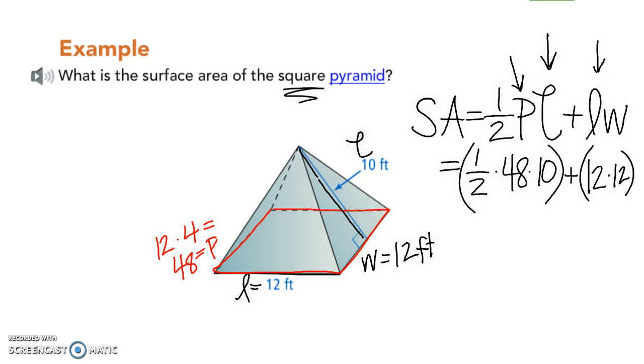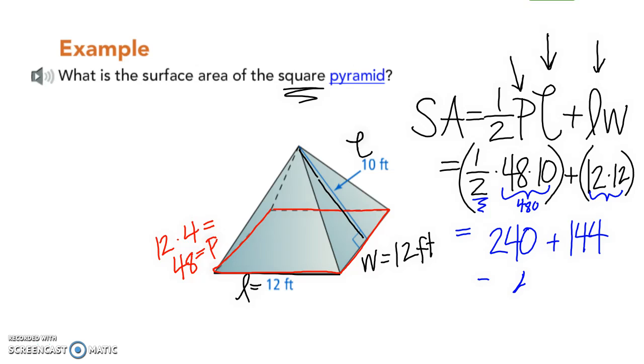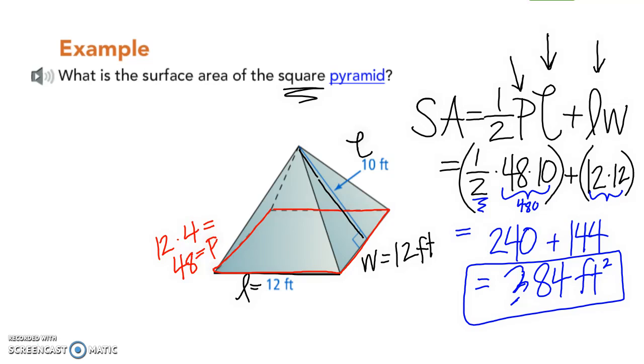I'm going to multiply 48 times 10, that's 480, and then I'm going to go ahead and divide that by 2. Some of y'all got mixed up with that when we did this unit the first time. So 480, and then I'm going to divide that by 2. That's the same as multiplying by 1/2. That gives me 240. And then 12 times 12 gives me 144. Last thing to do is add. We get 384, and the units would be feet squared. Okay?